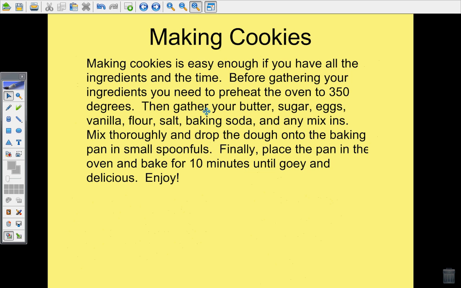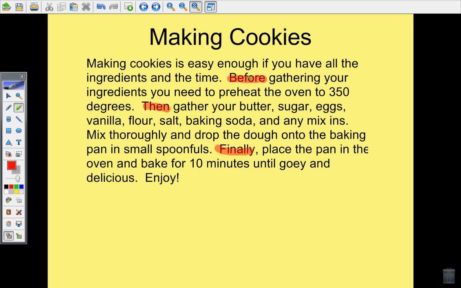We're going to look at sequencing for this particular story, so we want to pay attention to some of the transition words. It says making cookies. Making cookies is easy enough if you have all of the ingredients and the time. Before gathering your ingredients, you need to preheat the oven to 350 degrees. Then gather your butter, sugar, eggs, vanilla, flour, salt, baking soda, and any mix-ins. Mix thoroughly and drop the dough onto the baking pan in small spoonfuls. Finally, place the pan in the oven and bake for 10 minutes until gooey and delicious.